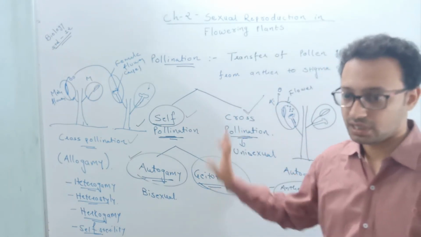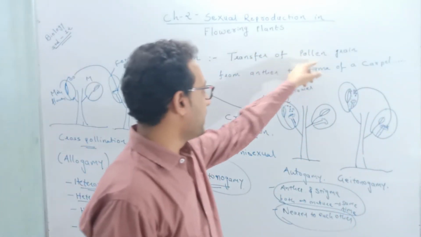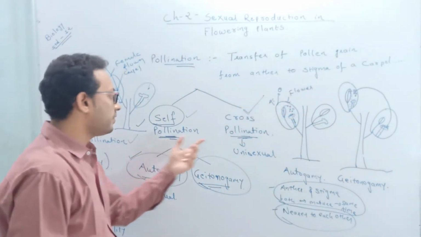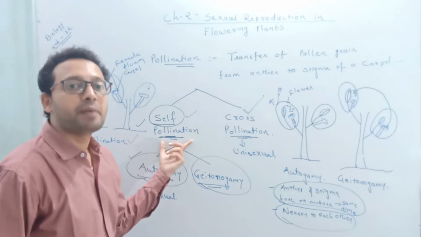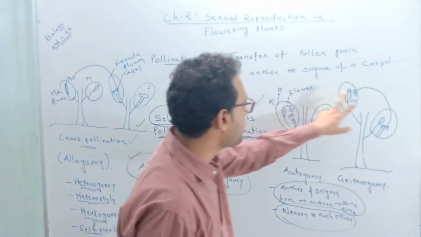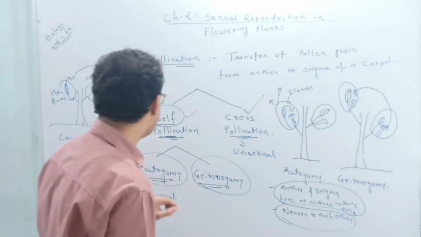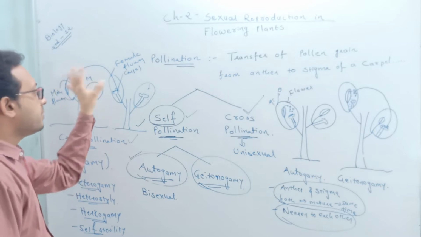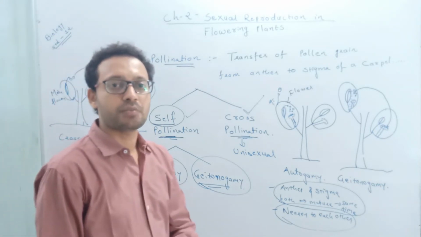So clear, students, this is regarding pollination. Pollination means transfer of pollen grain from the anther to the stigma of a carpel. It may be self, it may be cross. In self-pollination, transfer occurs within the same plant, either in the same flower or another flower. And in cross-pollination, the transfer occurs between two different flowers of two different plants. This is called the cross-pollination process.